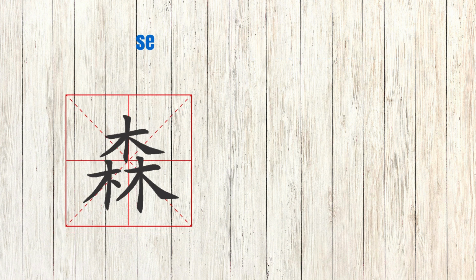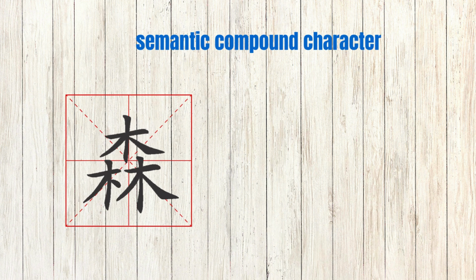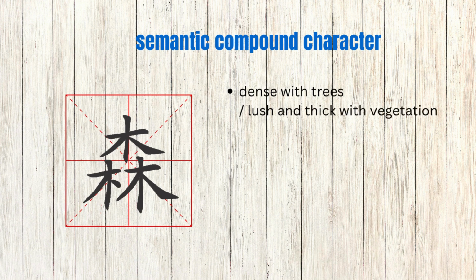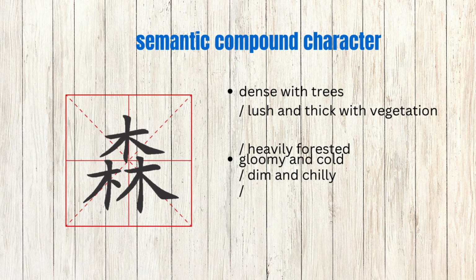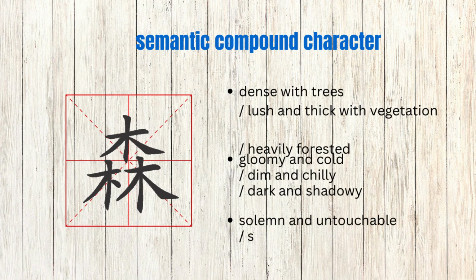森 is also a pictographic compound, and it expresses three main meanings. Sometimes it means dense with trees, lush and thick with vegetation, heavily forested. Sometimes it means gloomy and cold, dim and chilly, dark and shadowy. It can also mean solemn and untouchable, strict and dignified, sacred and inviolable.